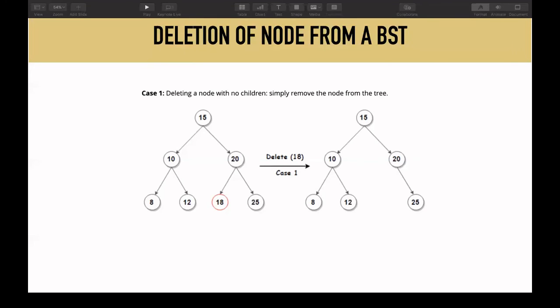Let us say I want to delete a node. What should be the first criterion for deleting a node? Let us say you want to delete 35. 35 is not present in this BST, so you simply cannot delete it.